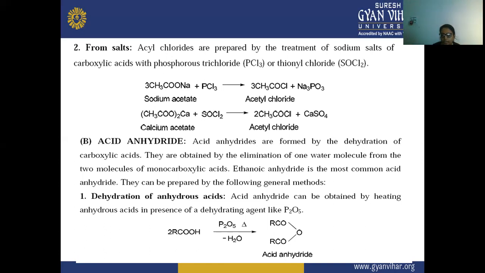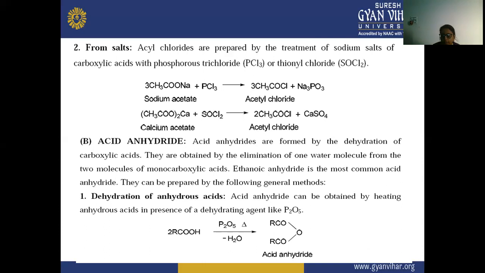Next is your acid anhydride. Acid anhydrides are formed by the dehydration of carboxylic acid, and they are obtained by the elimination of one water molecule from two molecules of monocarboxylic acid. Ethanoic anhydride is the most common acid anhydride. They can be prepared by the following chemical methods.